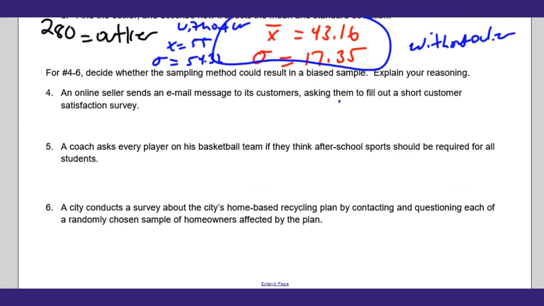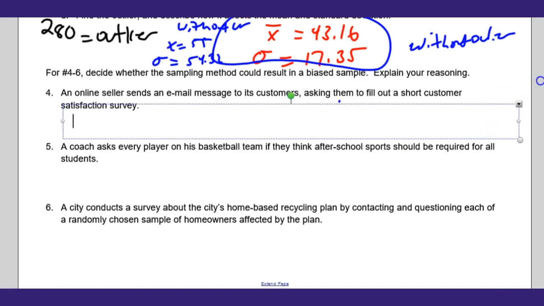All right, let's keep going real quick. Number four says, let's read the direction. It says, decide whether a sampling method could result in a biased sample, and explain your reasoning, okay? So I'm going to type all these because, again, my handwriting can be a bit atrocious at times. So we're just going to type this thing.